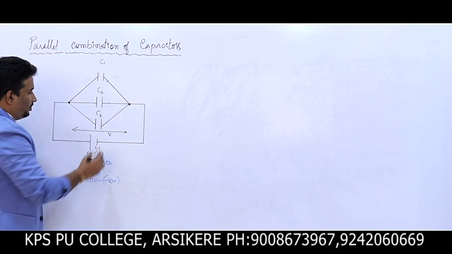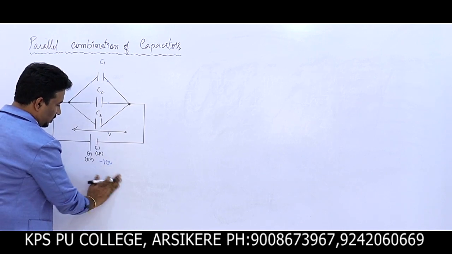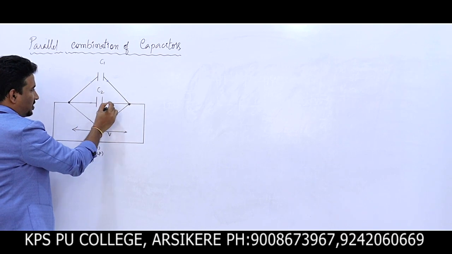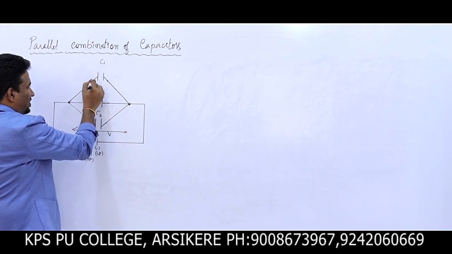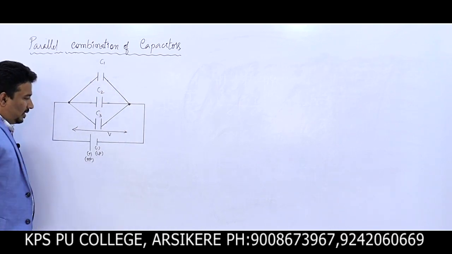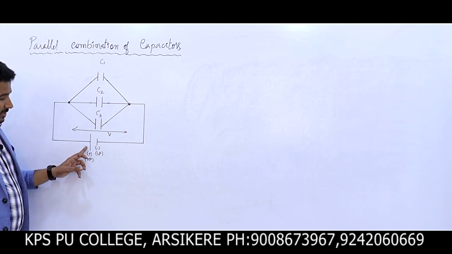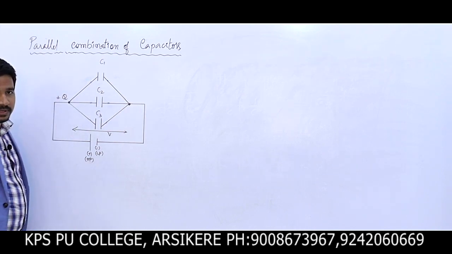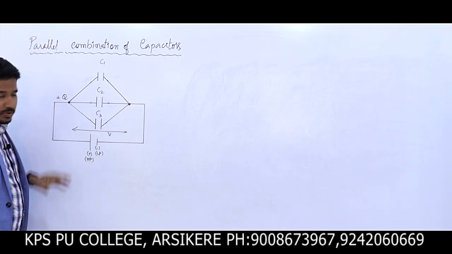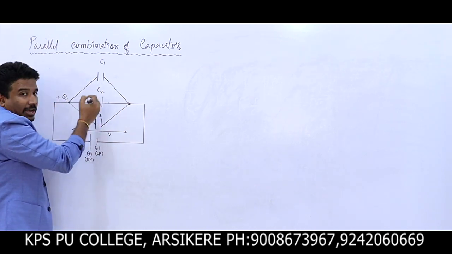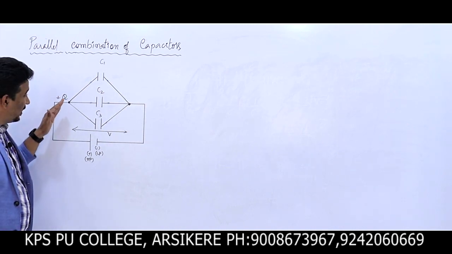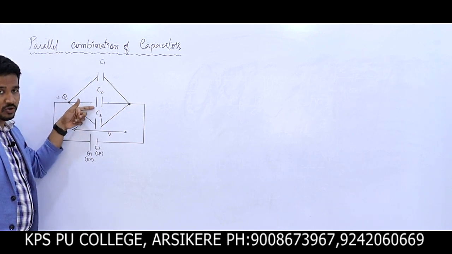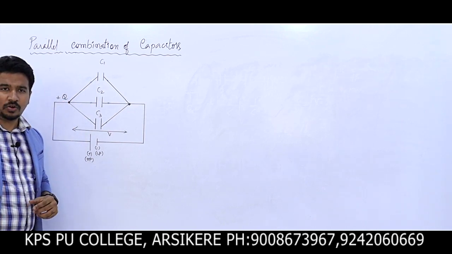Okay, now how much is the charge stored here? Let us discuss that. Let us assume this positive plate sends plus Q here. Okay, it has 3 routes to travel, not single route, 3 routes to travel. So some charges will go this way, some charges will go this way, and the rest of the charges will go this way.